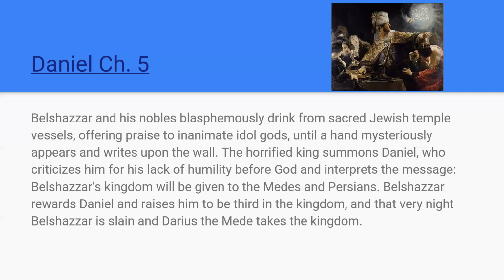Suddenly, the fingers of a human hand appeared and wrote upon the plaster of the wall near the lampstand in the royal palace. The king watched the hand as it wrote. His face turned pale, and he was so frightened that his legs became weak and his knees were knocking. The king summoned the enchanters, astrologers, and diviners. Then he said to these wise men of Babylon, "Whoever reads this writing and tells me what it means will be clothed in purple and have a gold chain placed around his neck, and he will be made the 3rd highest ruler in the kingdom."